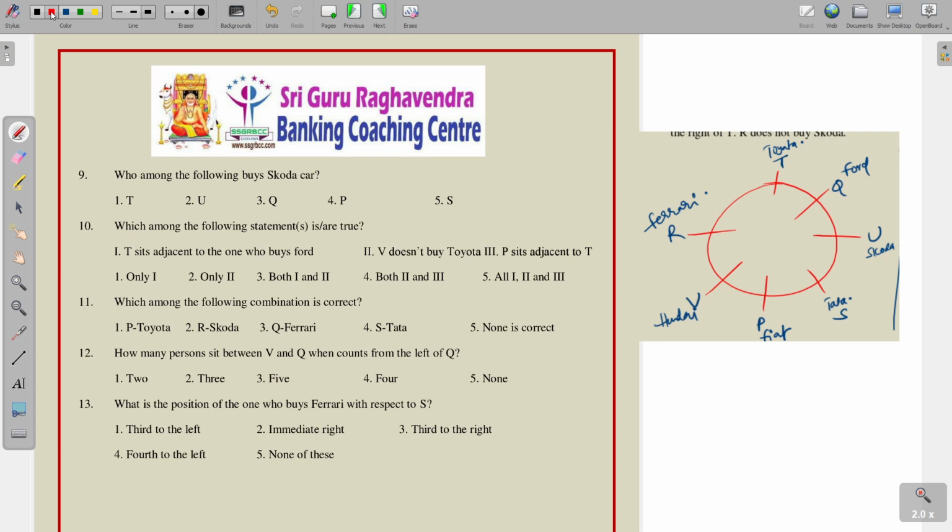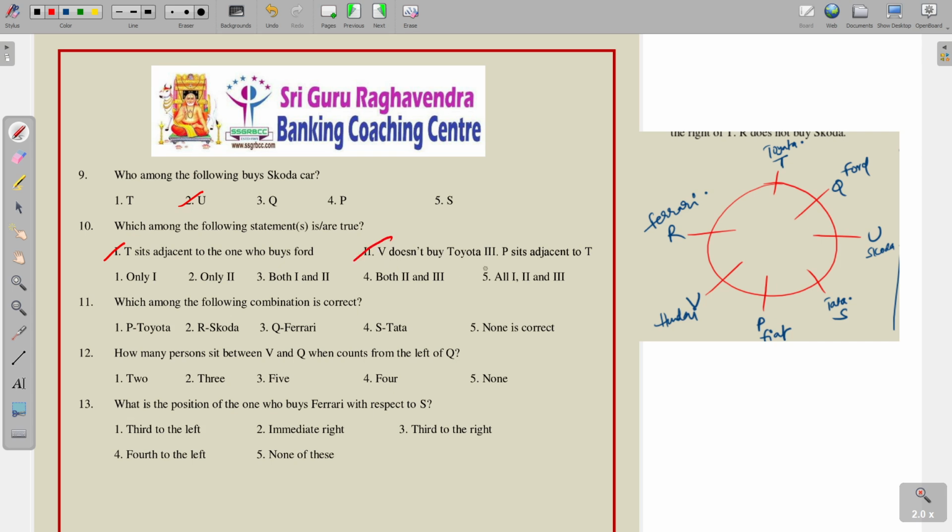See the questions. Who among the following buys Skoda car? Skoda car is bought by U. Which of the following statements is true? T sits adjacent to the one who buys Ford car. This is the correct one. V doesn't buy Toyota. It is also correct.